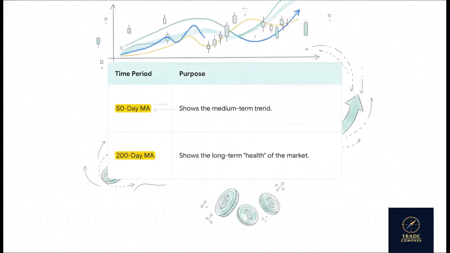Now, you're going to see traders use all sorts of different time periods, but honestly, these two are by far the most important ones you need to know. First up, you've got the 50-day MA. This one's perfect for getting a handle on the medium-term trend. Then you have the 200-day MA, and that one is the big kahuna. Think of it as the ultimate benchmark for the long-term health of the entire market.